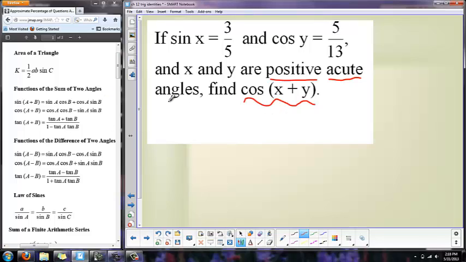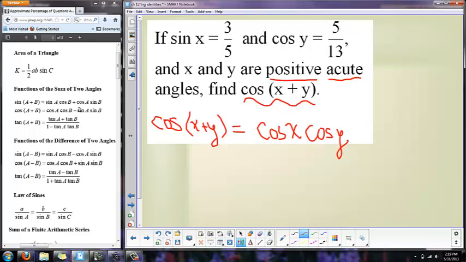So I'm going to look over here. It's the sum of two angles, so I'm looking at cosine of a plus b. That equation uses a and b, but I'm just going to use x and y because of the question that we're dealing with. Cosine of x plus y is equal to cosine x, cosine y, minus sine x, sine y.